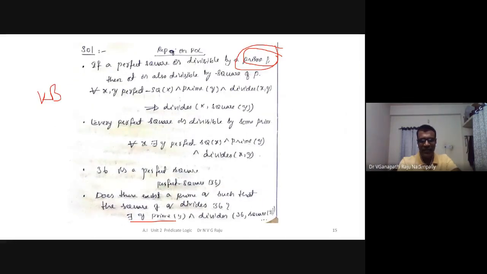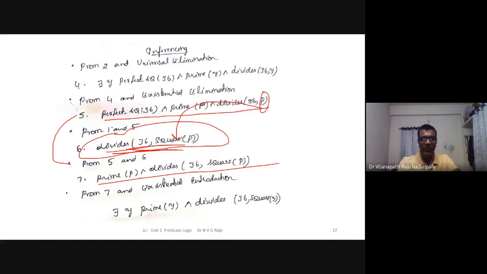Now from the problem, what they asked: there exists y, prime of y divides of 36 comma square of y. Is it our problem? This we have to prove. Yes or no? Yes, sir. Now I already got up to here, prime of p divides of 36 square of p. Now here what I am introducing? Existential introduction. So before that, I am adding there exists y.